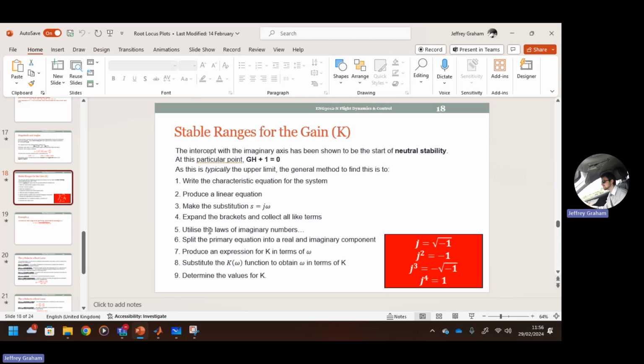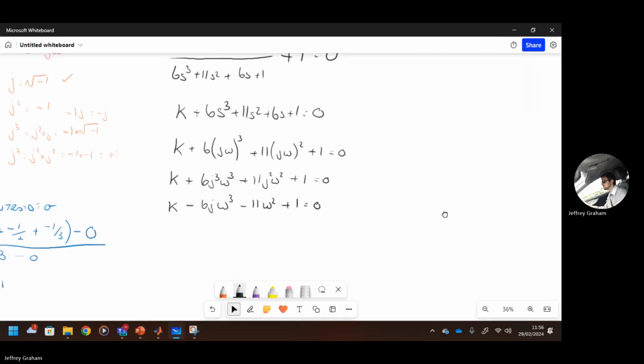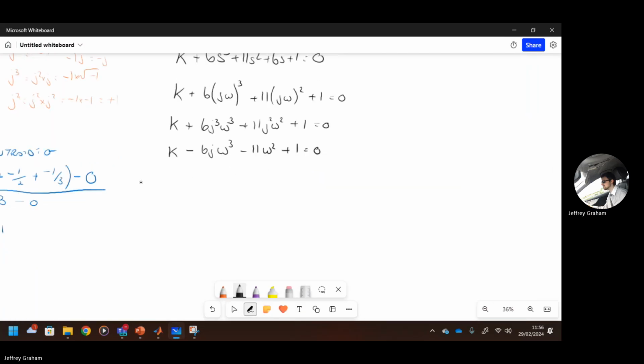Step 6 is split that equation into its real and imaginary components. So two separate equations come out of this. We've got a real equation and an imaginary equation. It's just based on the labels here. So anything that doesn't have a j term in it is deemed to be real. Okay. Minus 11 omega squared plus 1.